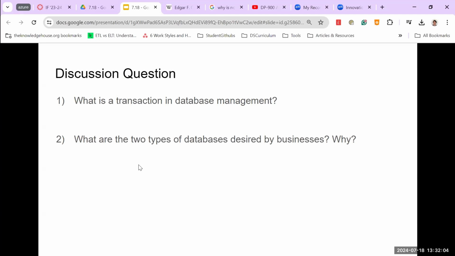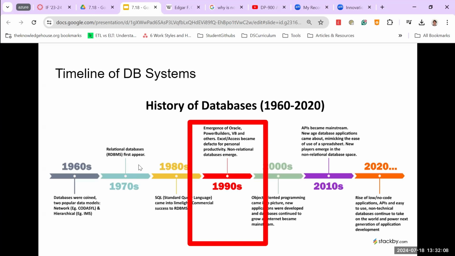So let's go ahead and skip these discussion questions and let's dive into the history of databases once more before we formally identify OLTP databases for the first time.